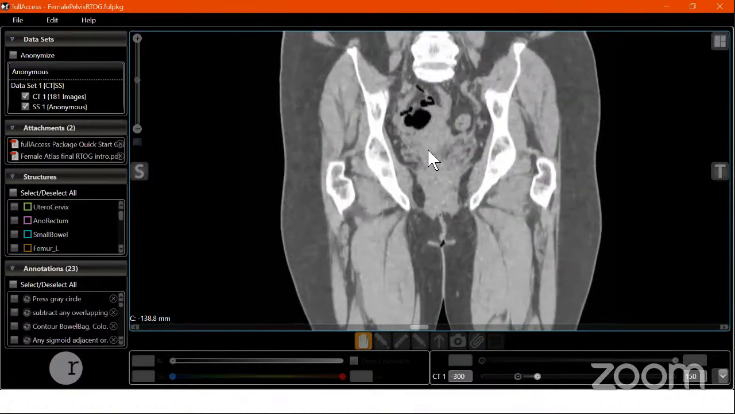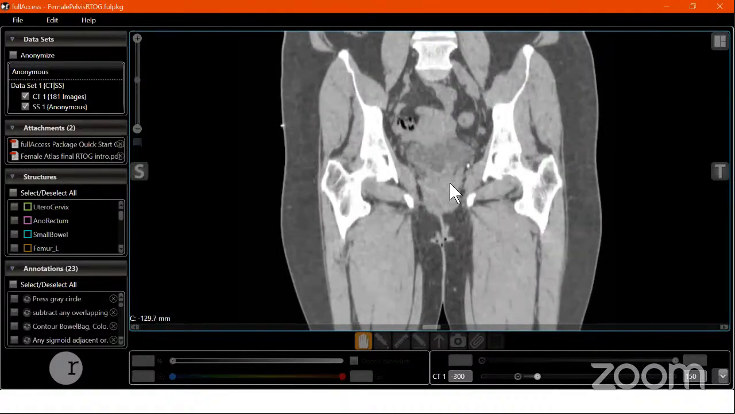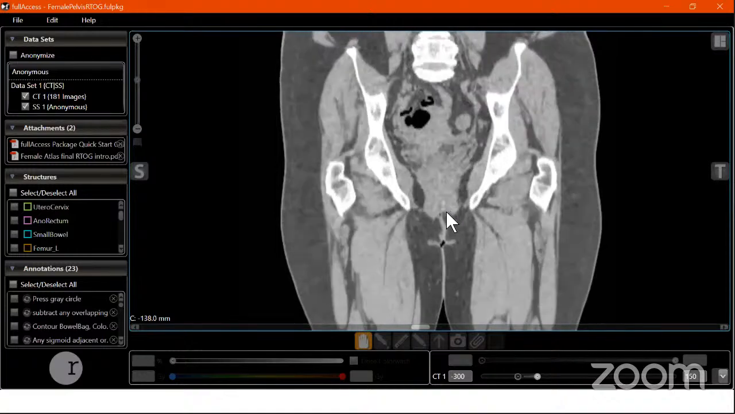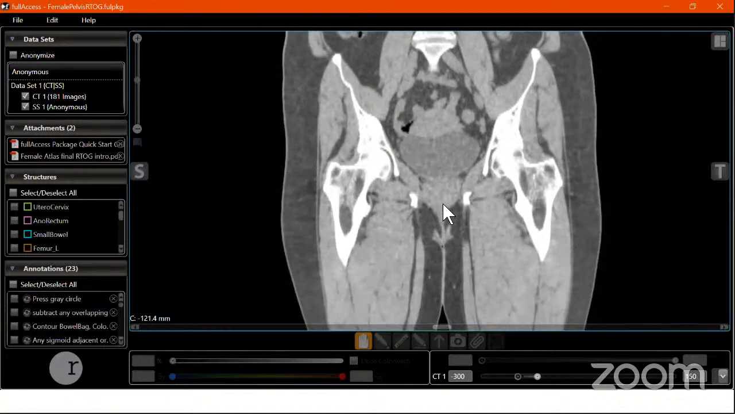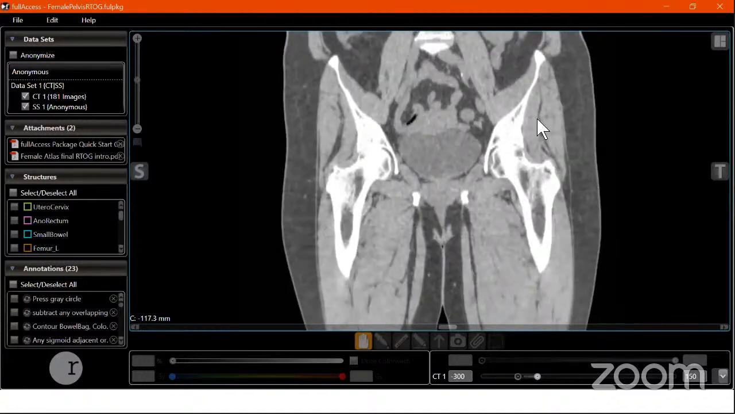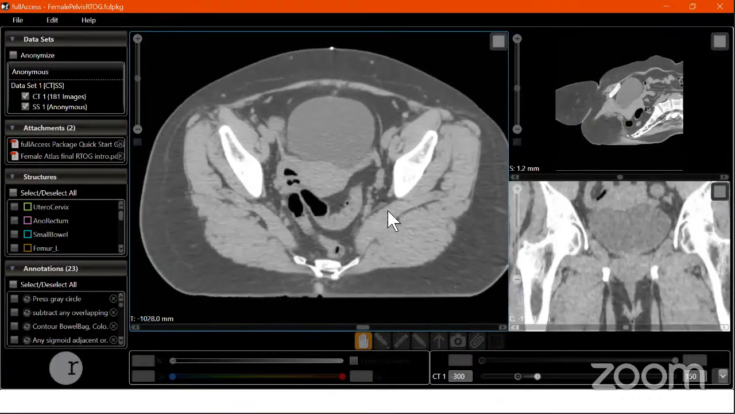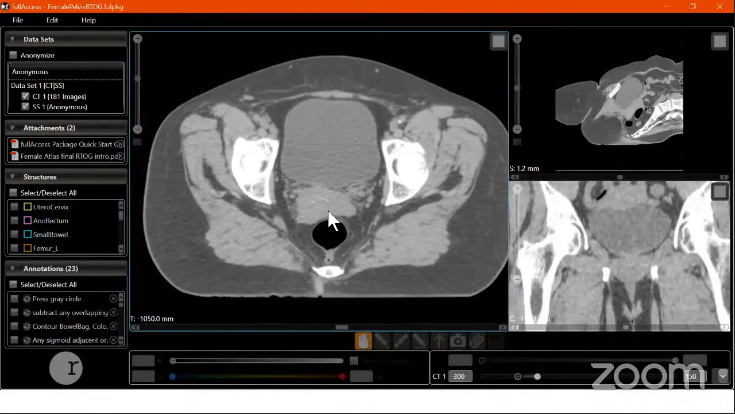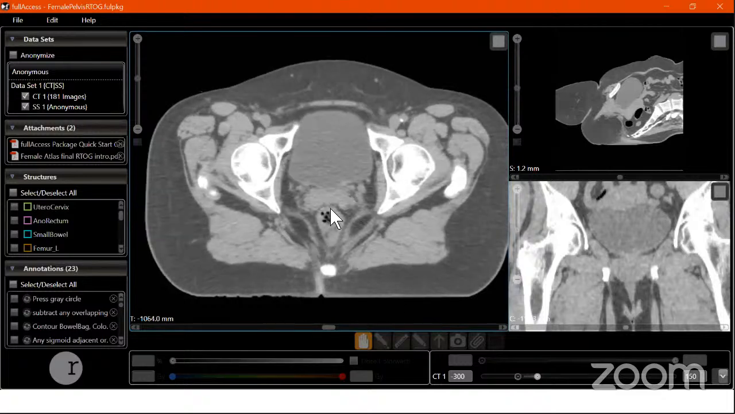So this is apparently the uterus. I'm sorry, yes, this is the uterus, and this is where the bladder is. This is the cervix, and this is where the vagina is. Yes, I think it may not be very clear. Let us also see the other images. Yeah, so uterus, cervix, and vagina. The flat structure is the vagina.